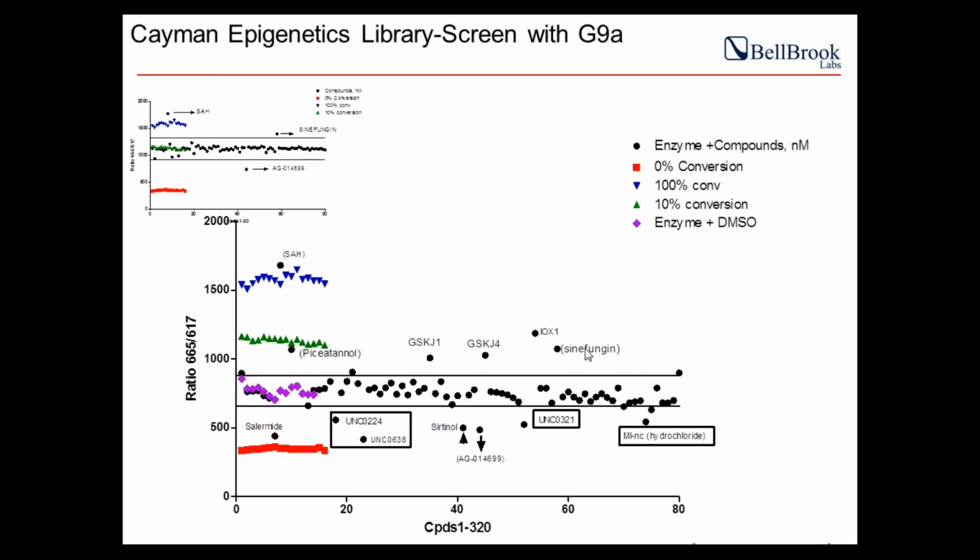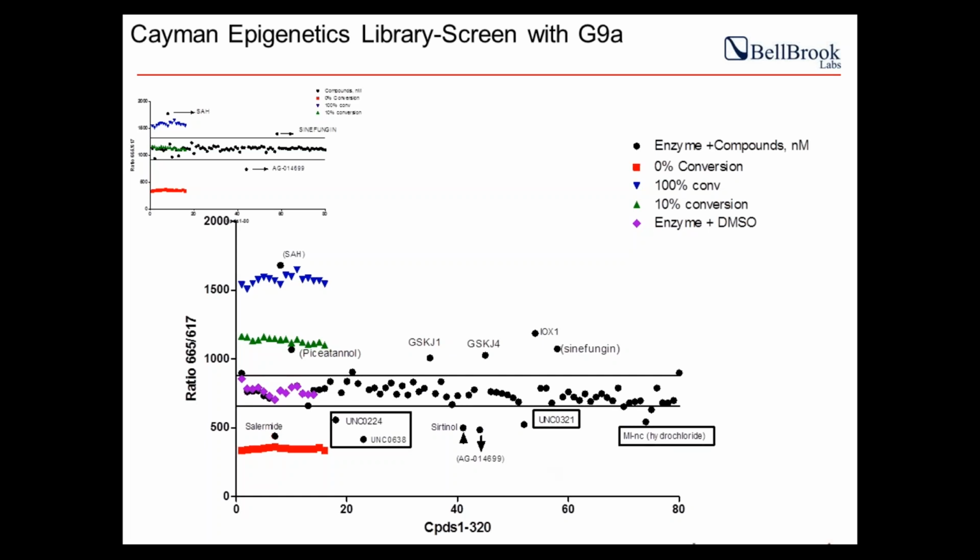So what you can see is, some of these compounds, of course, cause an increase in ratio, but we could pick out some of the hits here, and the ones in the rectangle are validated. We have IC50 values for them, but we did see a couple other compounds that showed up. So we are looking into that.